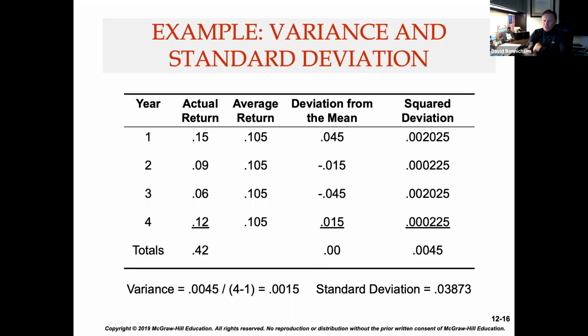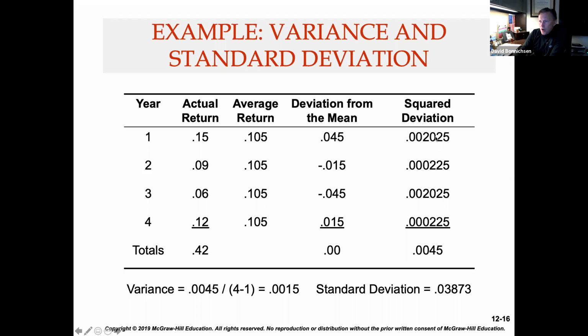So let's look at an example here. We've got 4 years where we've got an investment that produced some actual returns. We calculate the average return to be 10.5%. We now calculate the difference, the deviation from the mean for each year. So 15% minus 10.5% is 4.5%, and we do that for every year. Then we square the deviation. And why do we square it? Because we need to get rid of the negatives. That's pretty much the reason why.